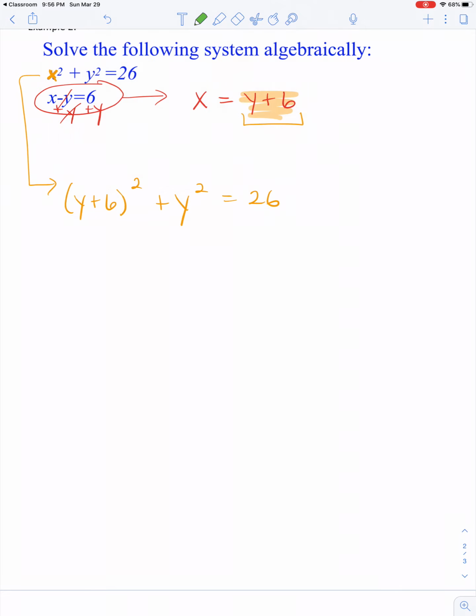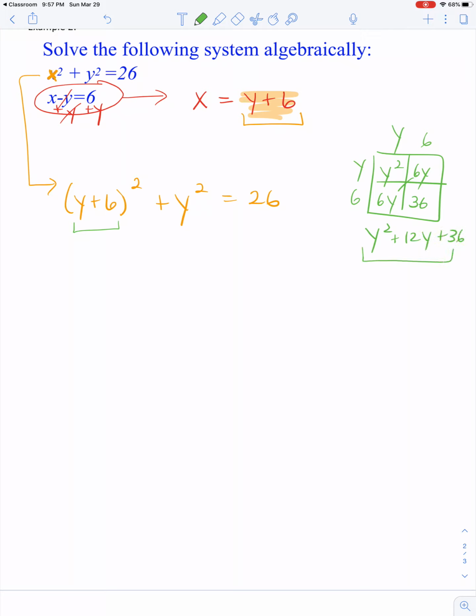Now I'm going to square the binomial by drawing out the box. Y plus 6, y plus 6, so I get y squared, 6y, 6y, 36: y squared plus 12y plus 36, sorry. And then this takes the place of that binomial squared. And then the plus y squared comes down equals 26.